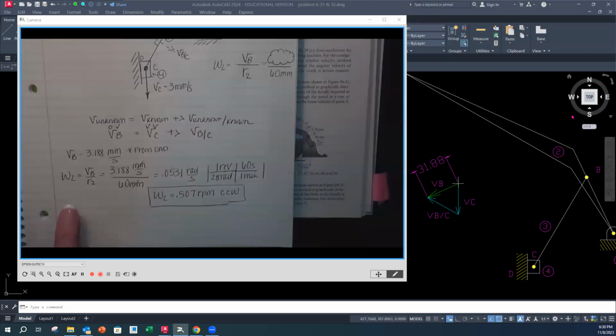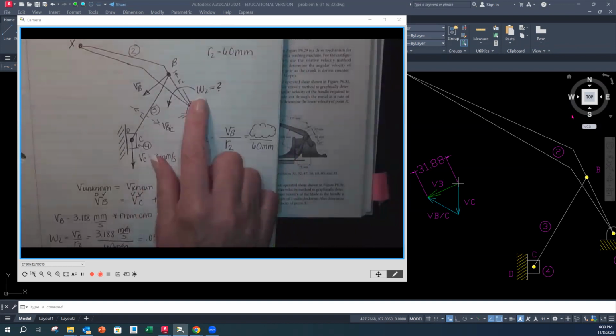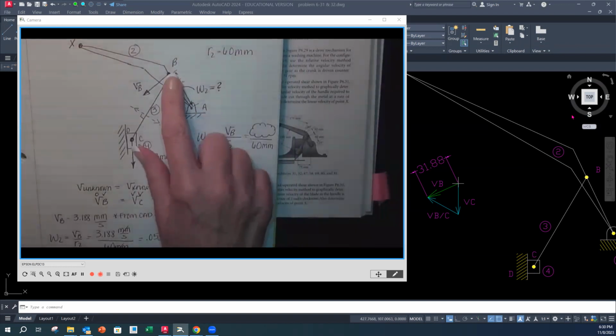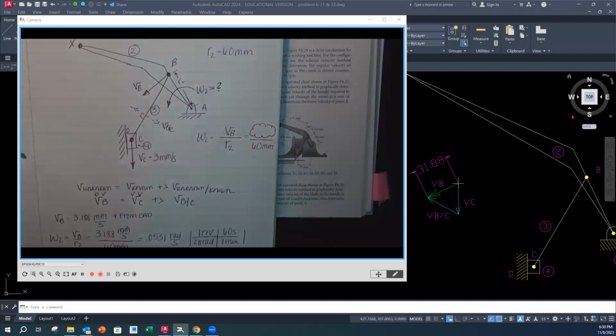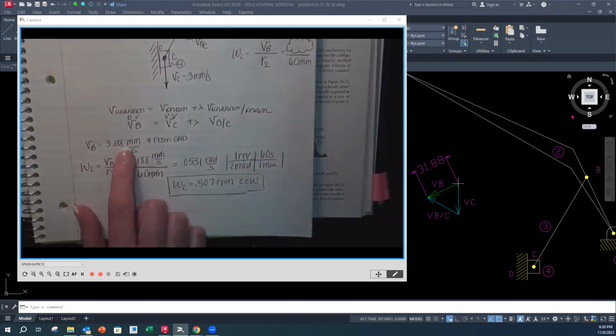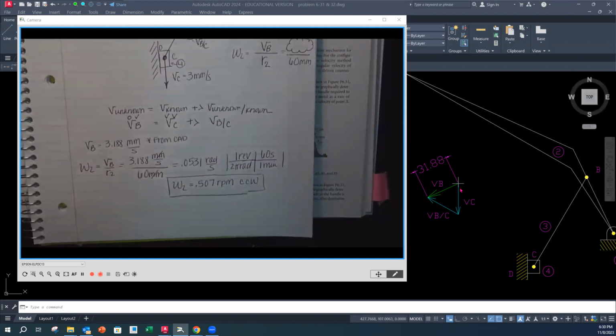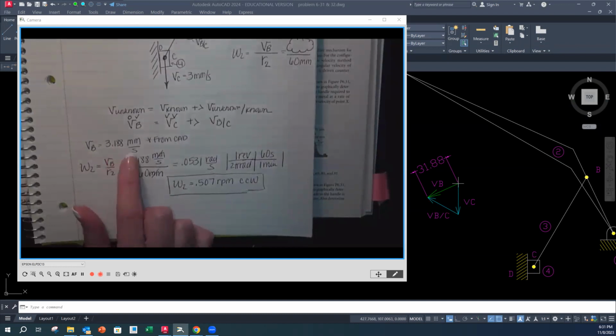Okay, so as we look at the calculations here, solving for W2, which is going to be the rotation of our handle as the velocity of B pulls down and to the left at 3.188 millimeters per second. Okay, from our diagram here, we did have it at 31, but remember, we drew it 10 times bigger so that it would actually show up on here. So our VB is actually drawn at 31. So everything here is scaled up by 10. So we had to divide by 10 to get our actual value of 3.188 for B.